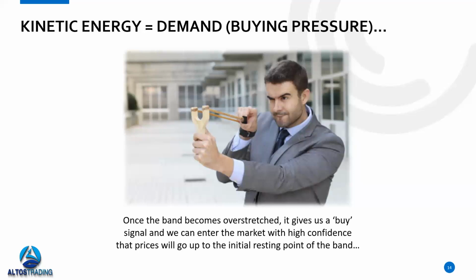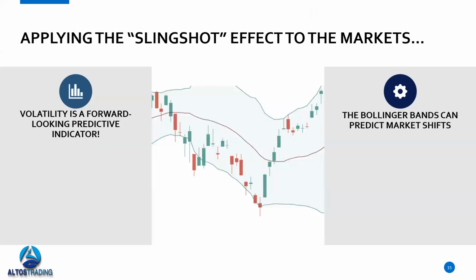Once these bands become overstretched, it gives us a buy signal, and we can enter the market with high confidence that prices will go up to the initial resting point of the band. So how do we do this?